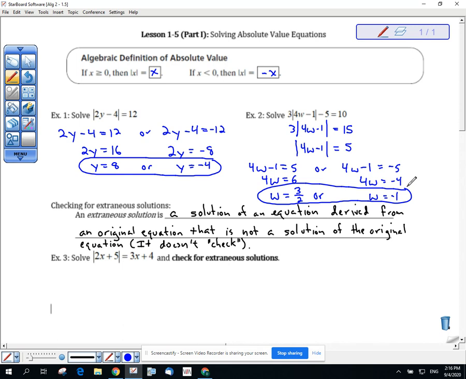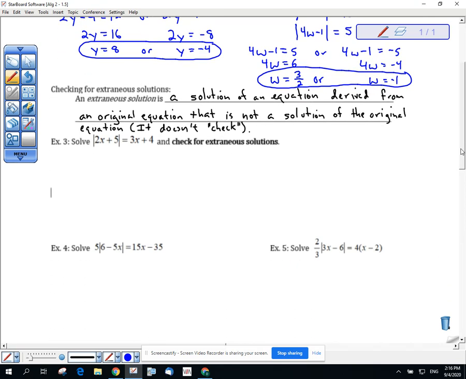By the way, if you wanted to check those, you certainly can. I'm not doing it on those because what an extraneous solution is, you can see on the next example, is not relevant to these first two problems. You can check it if you want to. Plug 8 in, it'll work. Plug negative 4 in, it'll work. Over here, plug these two numbers in for w, it will work. These are the two solutions to each of those examples.